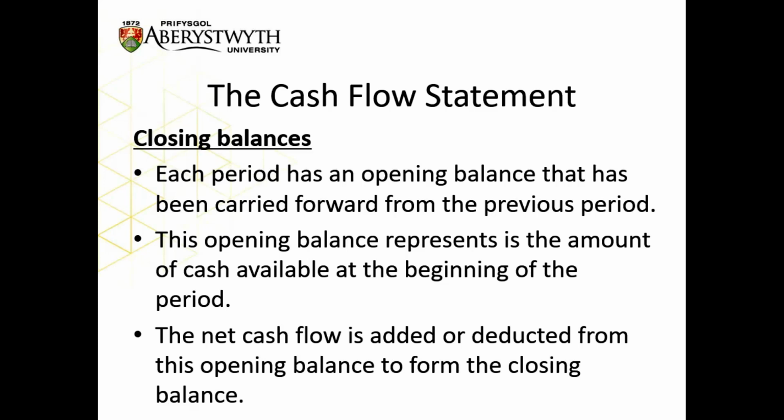So the closing balances. The closing balance at the end of each period is simply that each period has an opening balance that has been carried forward from the previous period. And this opening balance represents the amount of cash available at the beginning of that period. The net cash flow, so the income less expenses, is added or deducted from this figure to form the closing balance. So we start with the opening balance, we adjust it for our revenue and expenses, and we are left with a closing balance. How much cash is left at the end of that period?